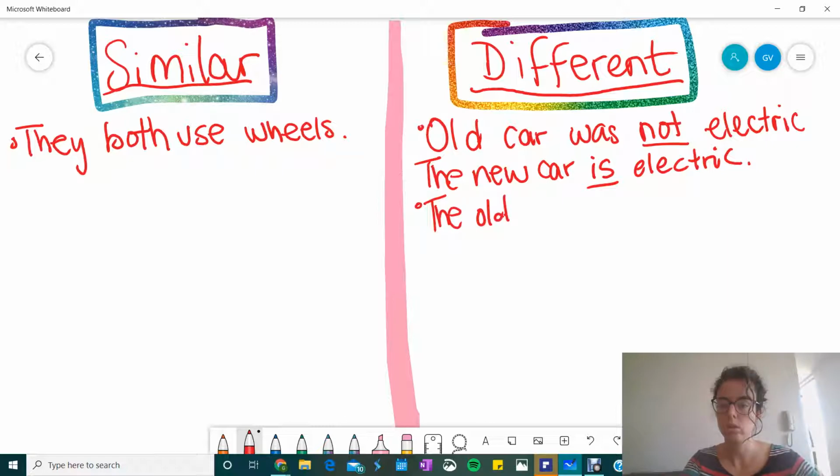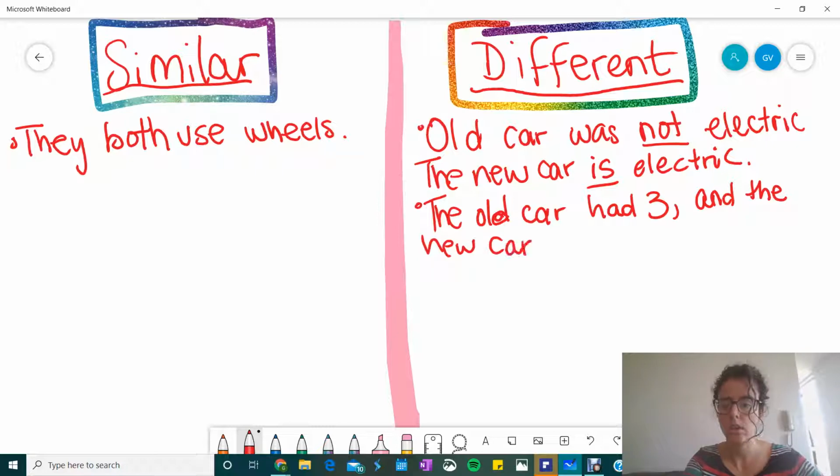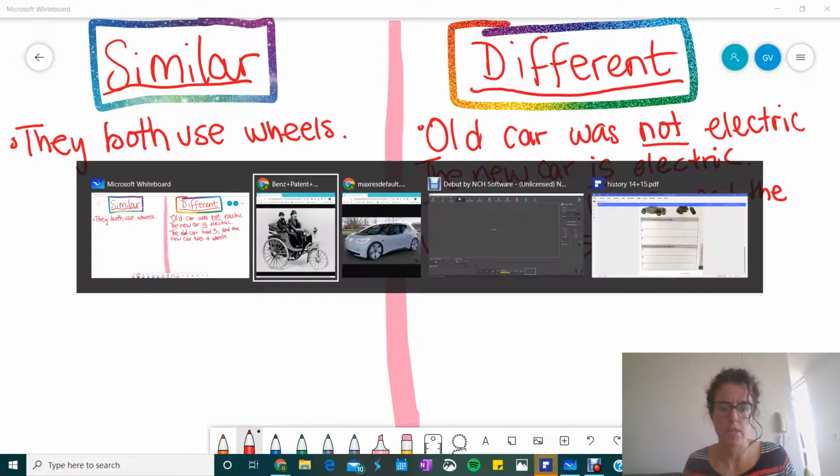The old car had how many wheels? 3. And the new car has how many wheels? Actually, it has, because it's a new car that still has 4 wheels. All right, great. Let's look at some other parts of the car.